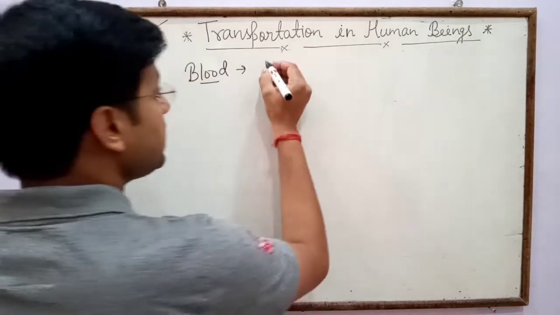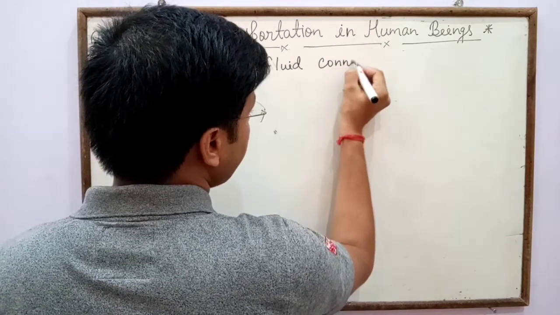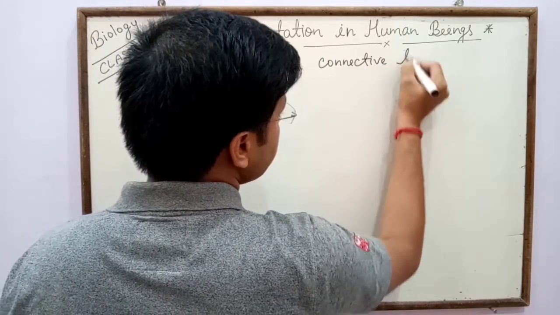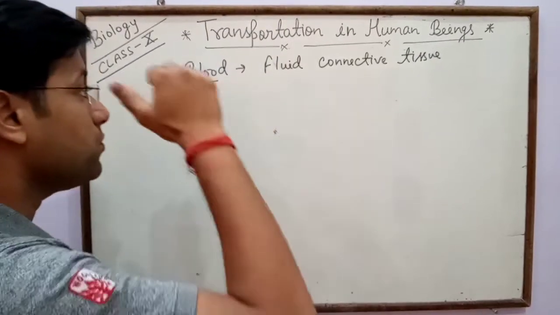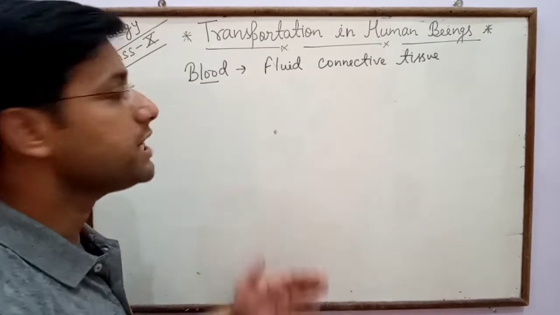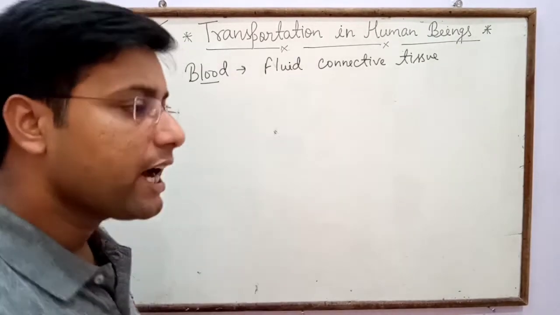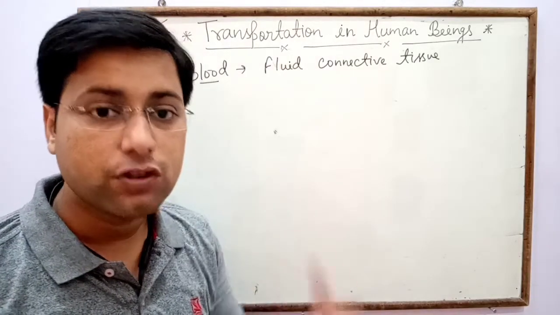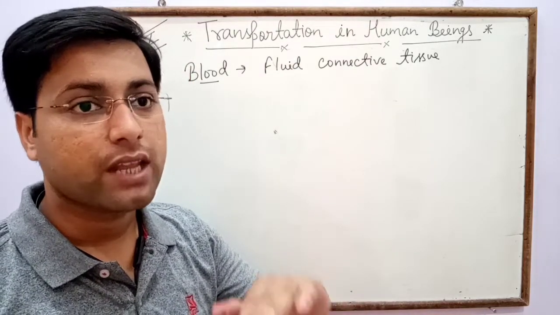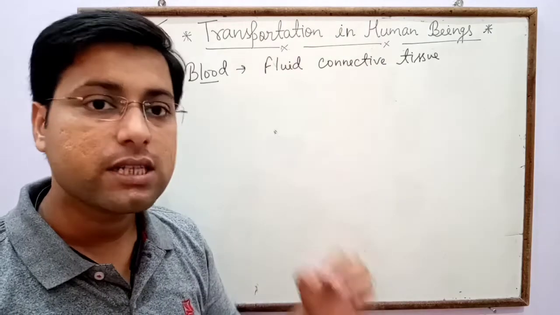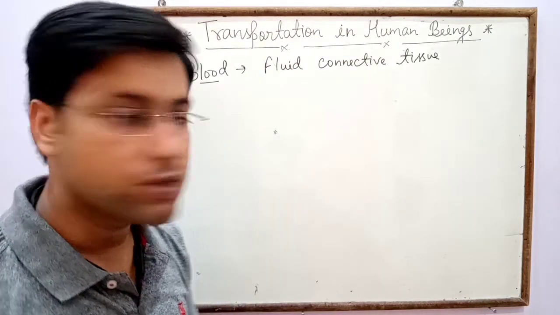What is blood? Blood is a type of fluid connective tissue. It is a type of fluid connective tissue because it is present in the form of fluid and connected to all body parts. So blood is like a medium for transportation of substances from one body part to other, especially carbon dioxide, nitrogenous waste, food material dissolved in blood, and through blood they are conducted from one part to other part. While oxygen is also transported through blood corpuscles like RBC, that is red blood corpuscle.